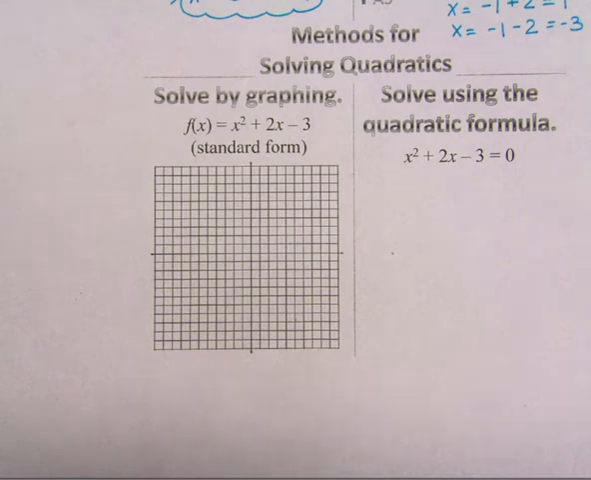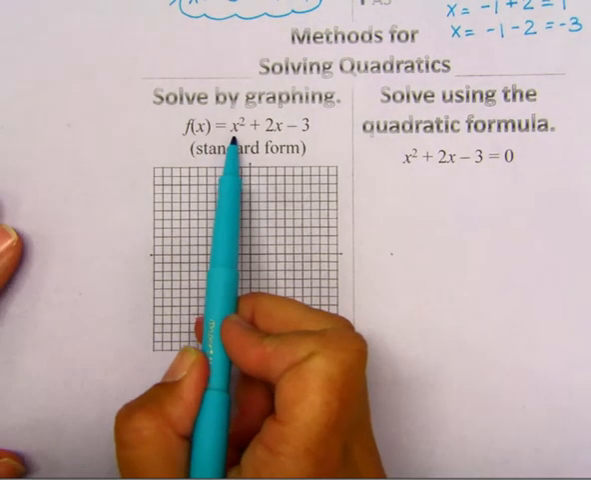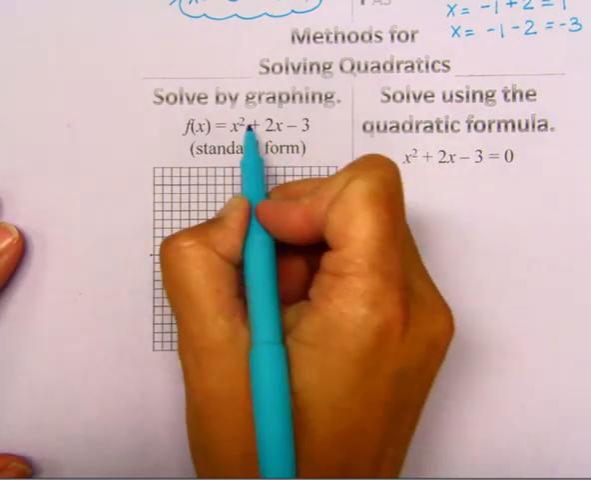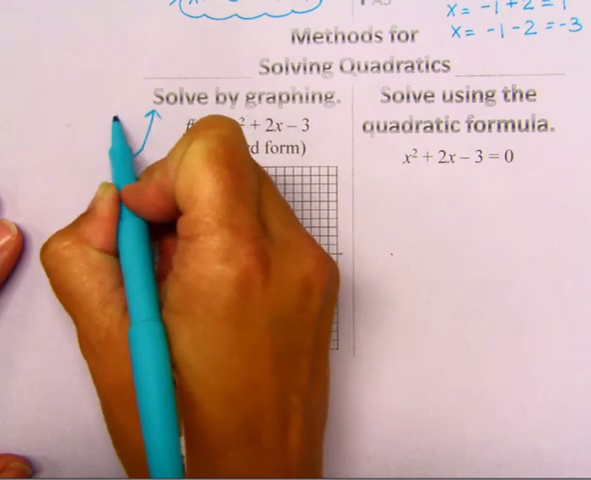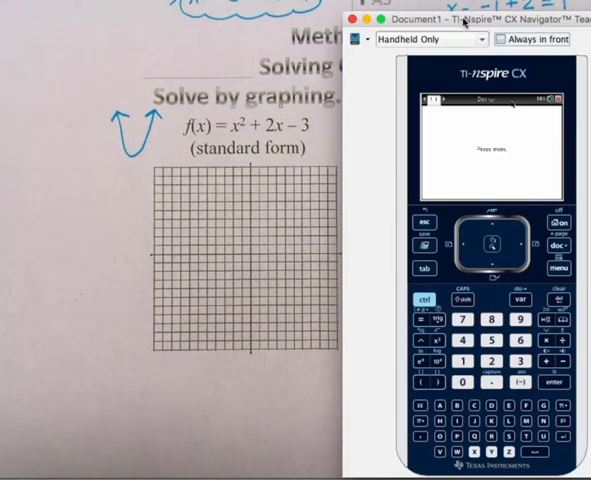For our third method, we're going to take a look at solving by graphing. Now for this one, if you think about graphing x squared plus 2x minus 3, it's a quadratic because of that x squared, and so what normally is going to happen is we're going to get some kind of a parabola.